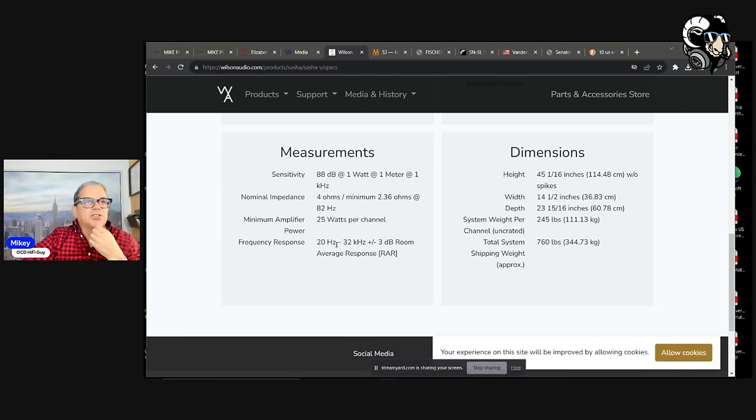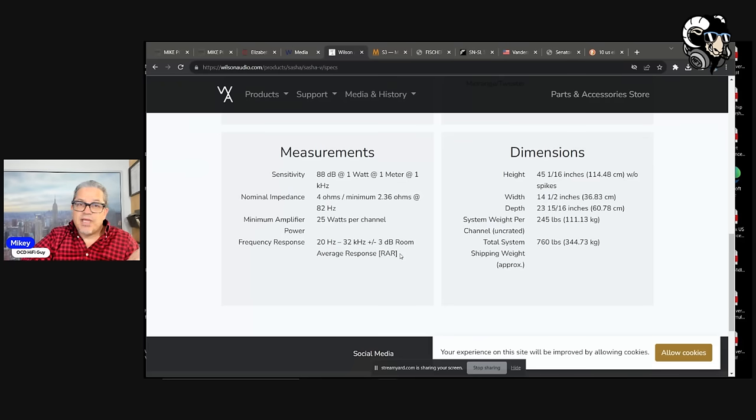Frequency response is 20 hertz to 32 kilohertz. Again, the fact that they say 20 hertz, I'm highly suspect of this. And then it says negative 3 dB room average response. So I did a Google search for room average response to see if that is even an acoustic industry term. From what I can see, it wasn't. I couldn't find anything. From my few minutes of research, this looks like a Wilson term, RAR, that they made up. They came up with a nice acronym for it to make it seem all official. And I don't even know what it is. Now, I could dig in their site, try and find out if they explain what RAR is and how they come up with it.